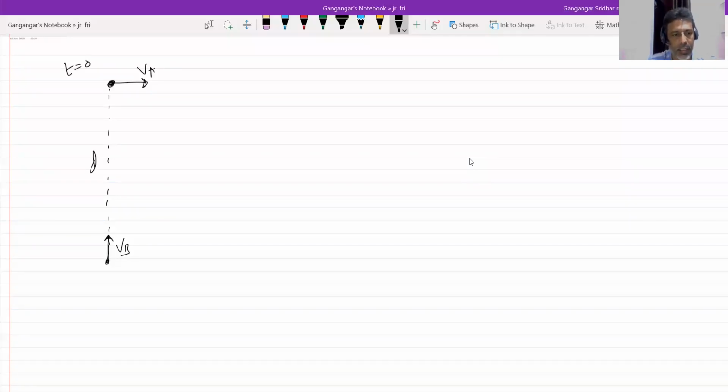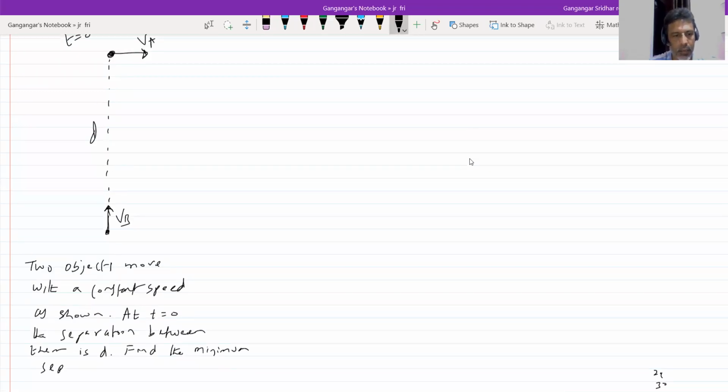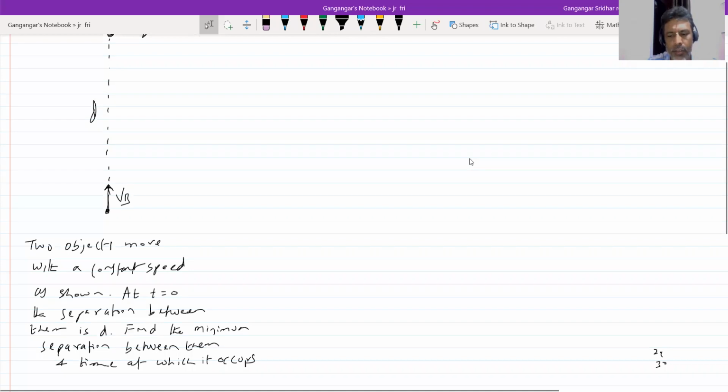Two objects, I'll write the condition. Two objects move with a constant speed as shown at t equals 0, and the separation between them is D. Find the minimum separation between them and the time at which it occurs.